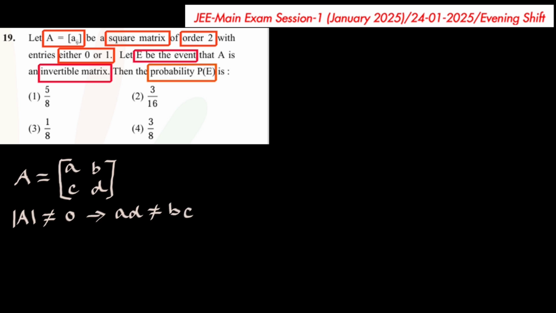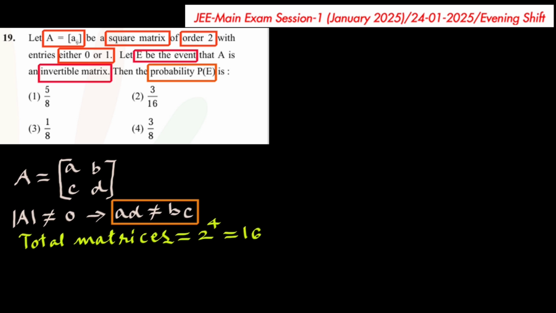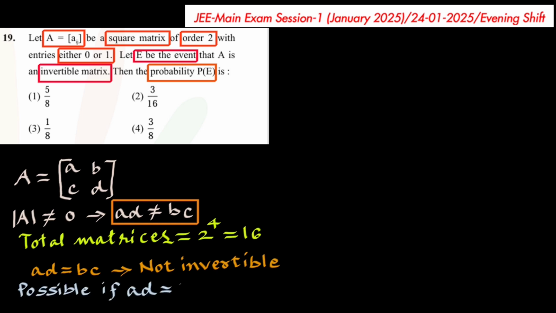First, we will find out the total number of matrices that will be formed: 2 raised to 4, 16. The matrix is given to be invertible. In that case, AD will not be equal to BC. But instead, for convenience, we will consider cases in which AD equals BC, which means they are not invertible. And this is possible if AD equals BC equals 1 each, or AD equals BC equals 0 each.